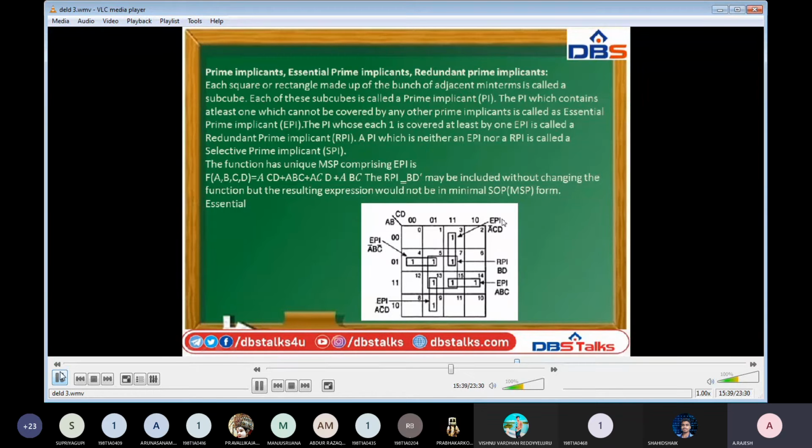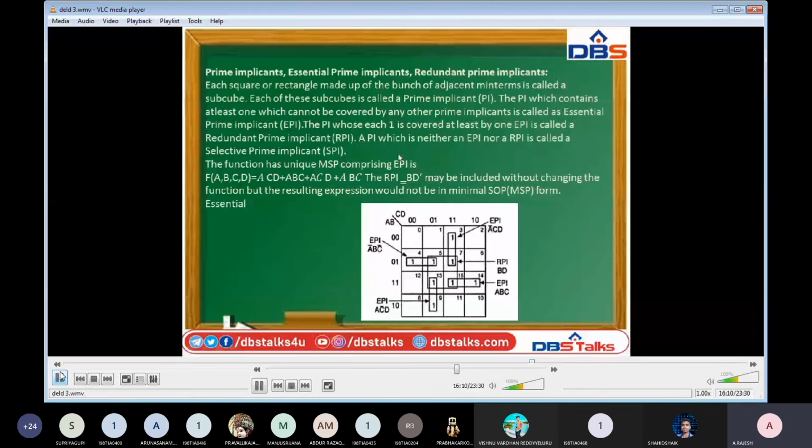Essential prime implicant. And the prime implicant whose ones are covered at least by one of the essential prime implicants is called a redundant prime implicant. See here, this is an essential prime implicant, and this is an essential prime implicant, and this is an essential prime implicant, and this is also an essential prime implicant. So in these essential prime implicants all are covered. The part of an essential prime implicant which is covered by a quad is called a redundant prime implicant.